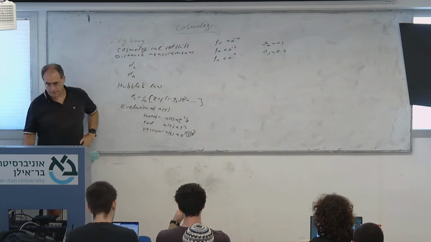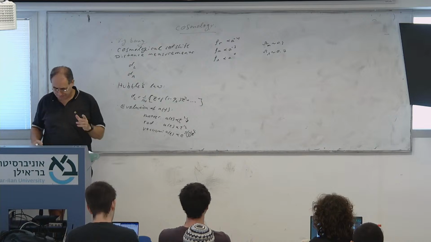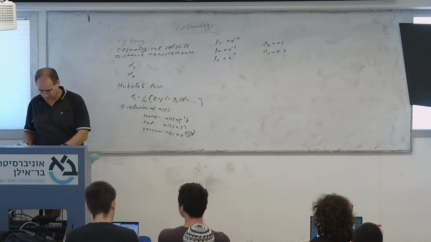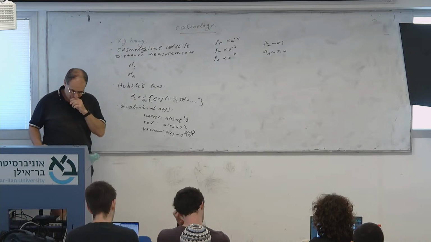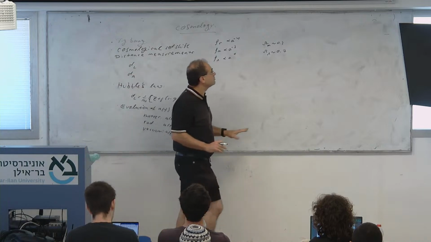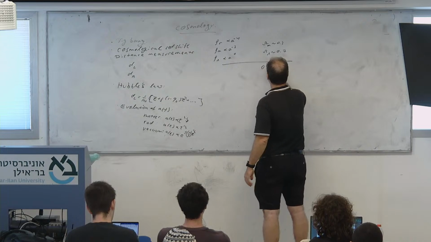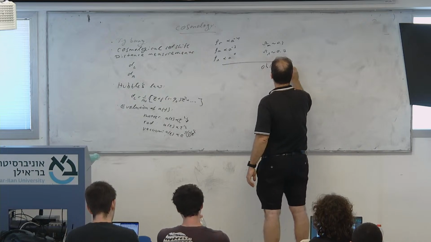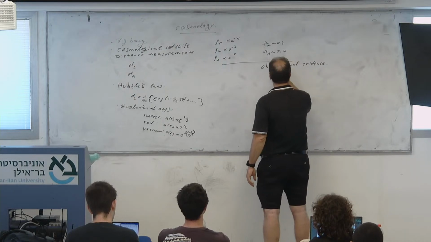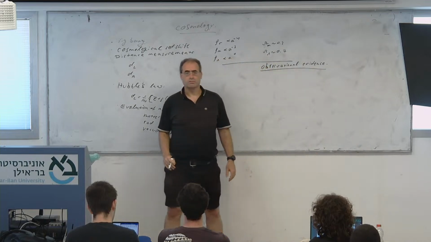Now we're going to discuss today a little bit more in depth what happened back then and how it affects the structure of the universe today. But the first thing which we have to close is observational evidence.